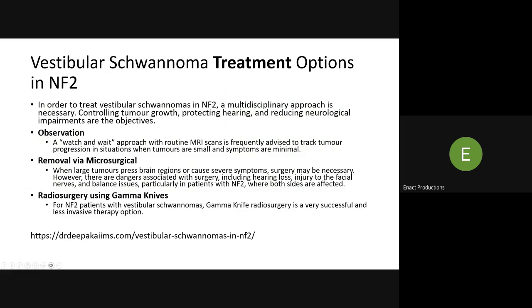So when large tumors press on the brain regions, and there's maybe some more severe symptoms, then the surgery may be necessary. However, there's dangers associated with surgery, which include hearing loss, injury to the facial nerves, balance issues, and those can be particularly troublesome with the NF2 patients, where you have the need for surgery potentially on both sides of the body. There is radiation, so radiosurgery, gamma knives, that's an option as well.